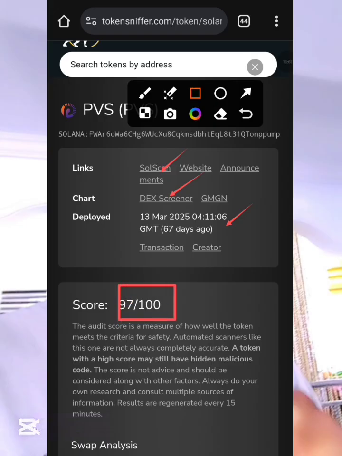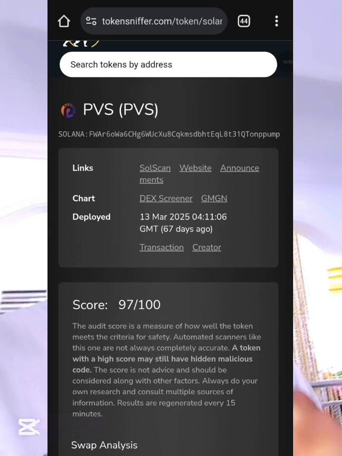Now look at this place. You can see 97 over 100. That is, this particular coin scored 97 out of 100. That is a good mark for this particular coin. So 97 out of 100 is good, according to the analysis of TokenSniffer.